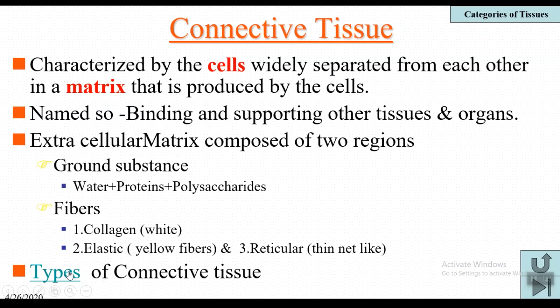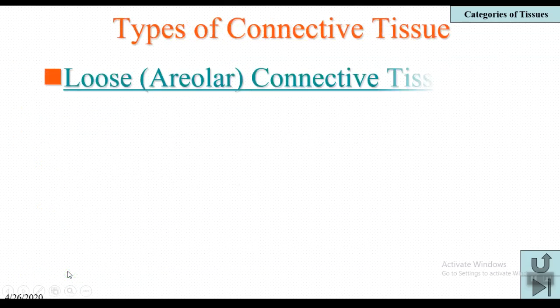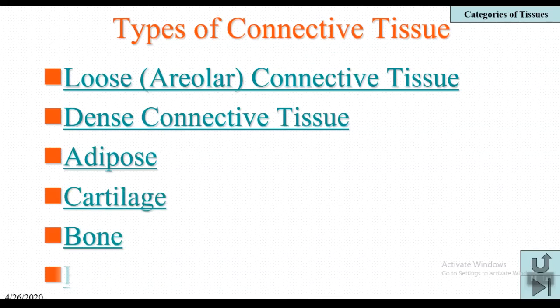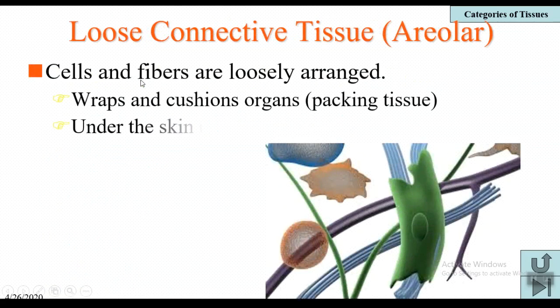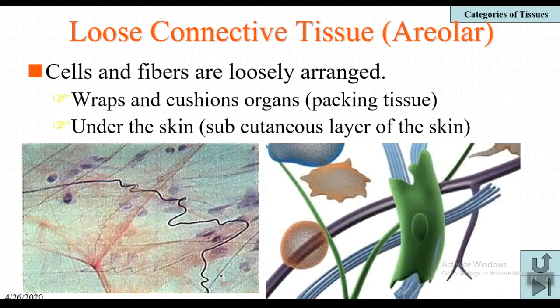Based on their property, the connective tissues are divided into a number of types, but for our ease of learning, we can simply classify the connective tissue like this. The first one is loose connective tissue. The name itself indicates the cells and fibers are loosely arranged. As we already learned, there are five types of cells. What are they? Fibroblasts, mast cells, macrophages, adipocytes, and plasma cells.